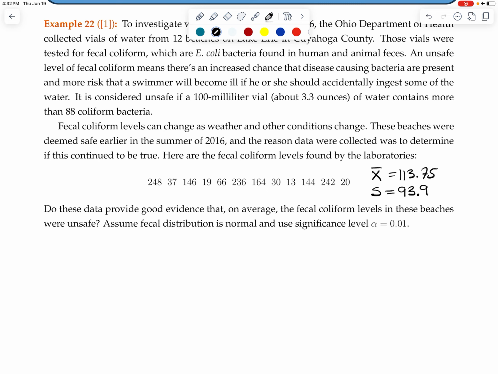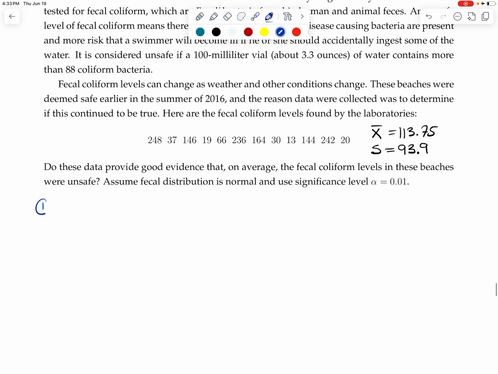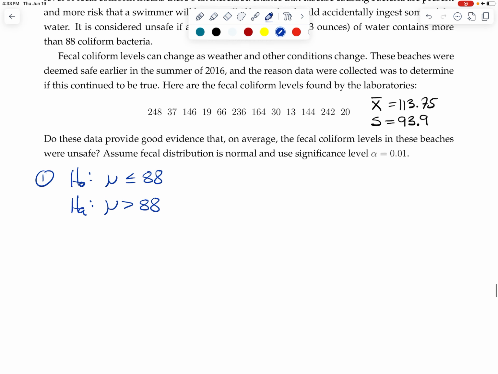So my assumption is that nothing is going on and everything is fine. I'm looking for evidence that the beaches are unsafe, and you can read that here on the second to last line. So that dictates my first step. My null hypothesis is that everything is fine, that mu is less than or equal to 88. Mu is the true bacteria level on these beaches. My alternative hypothesis is that no, the beaches are unsafe, that mu really is greater than 88. So that's what I'm looking at.